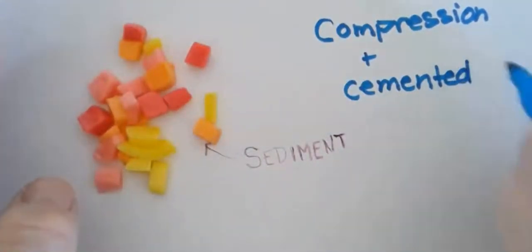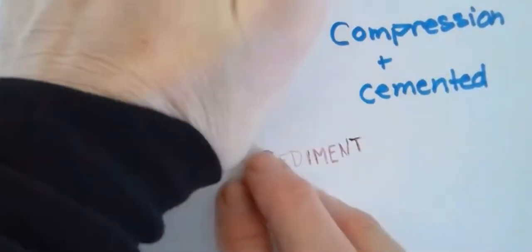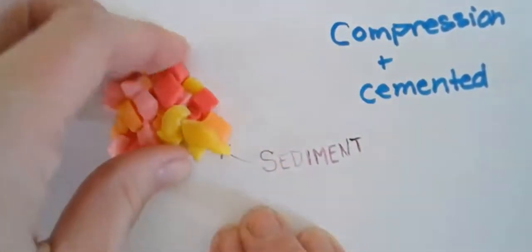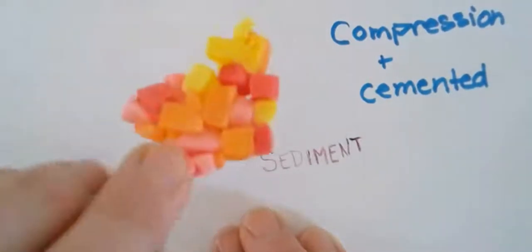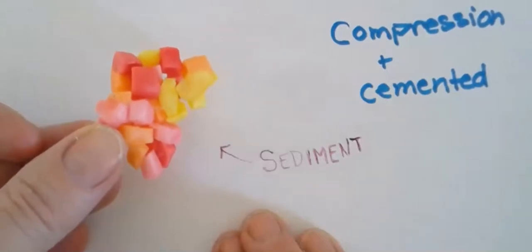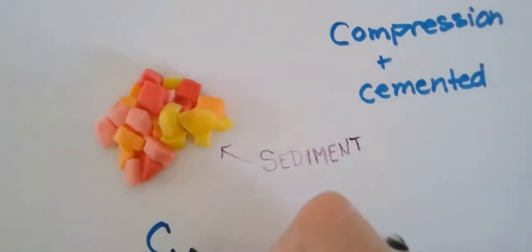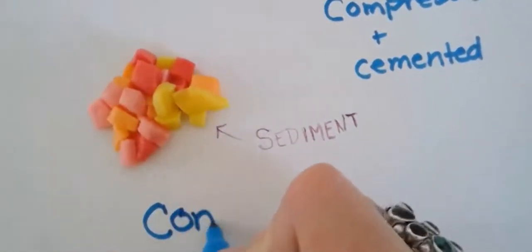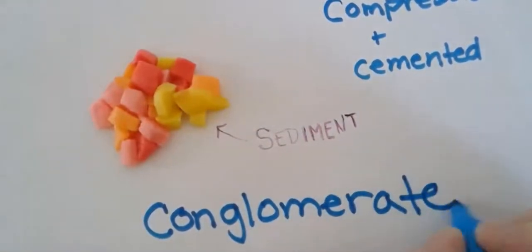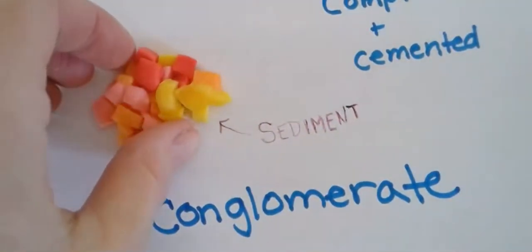So let's see if I can model that for you now. All right, here I am compressing our sediment. And as I am doing that, it is getting sort of cemented together until it is one piece. Now, if this were a rock out in nature, I would actually call this conglomerate. Let's see if I can spell that. Oops. Conglomerate. And that is sort of a messy bundle of sediment right here.